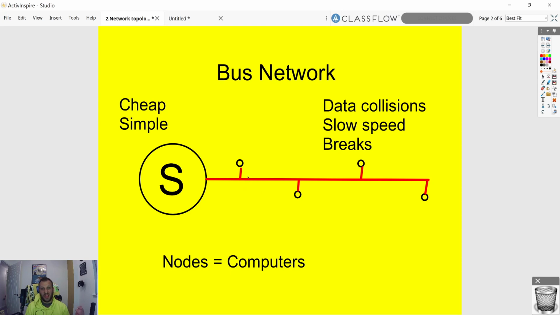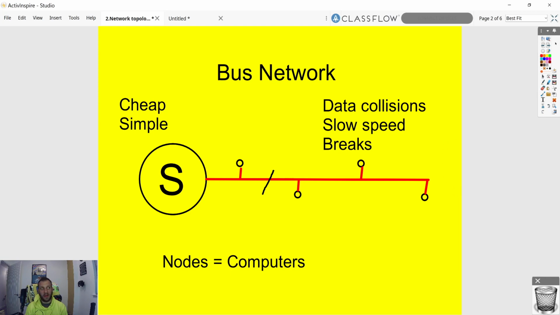But as we've said, you can have data collisions, which means it might be quite slow. And if this cable breaks, then all these other computers get cut off. So we can imagine this cable got broken here. These three computers are cut off our network. Okay, so a break can cause a real problem on a bus network.